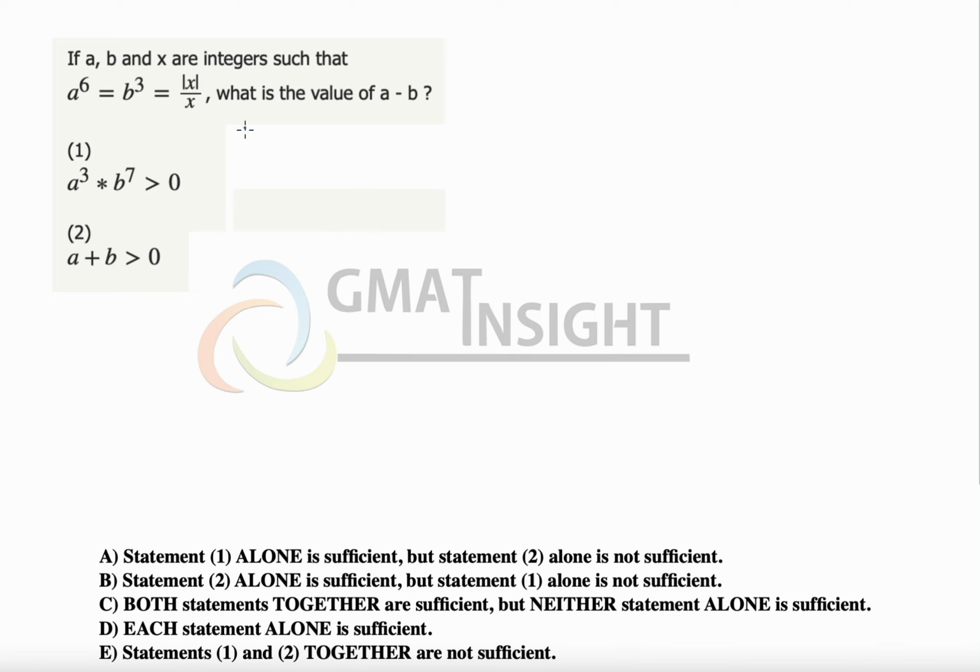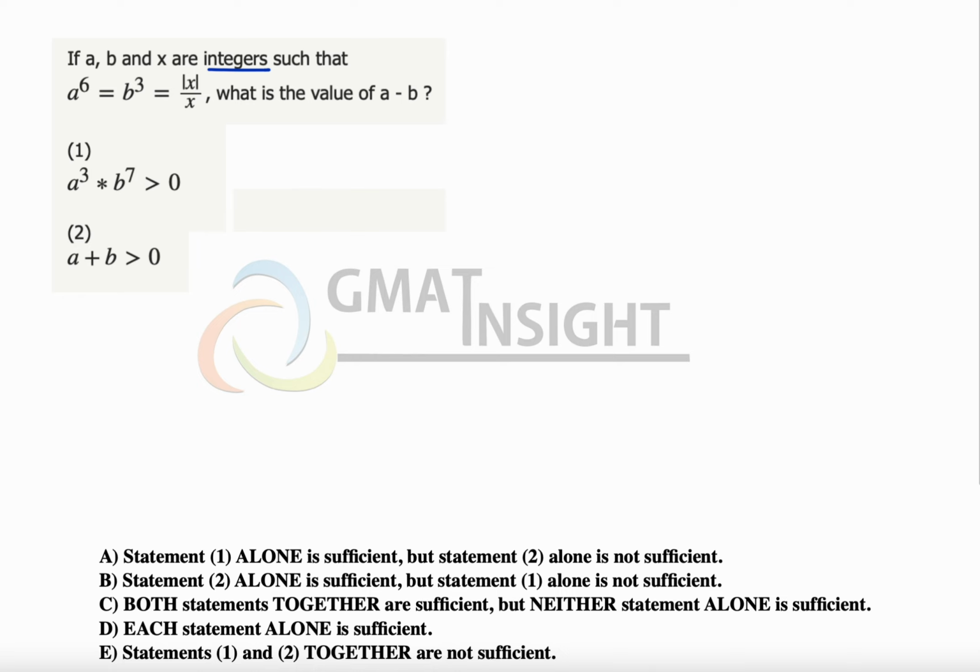Hi, let's look at this question, which can be categorized as a question of exponents or also a question of number properties. Here the question says that a, b and x are integers. So it's very important that we read the information very carefully because it's going to be very instrumental. So we understand that they are integers and a to the power 6.